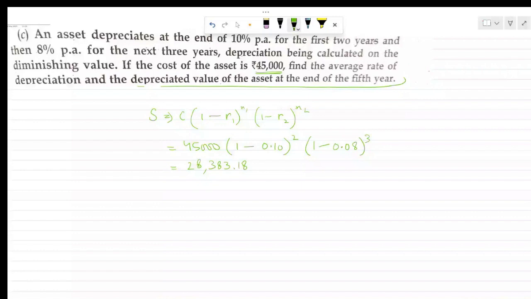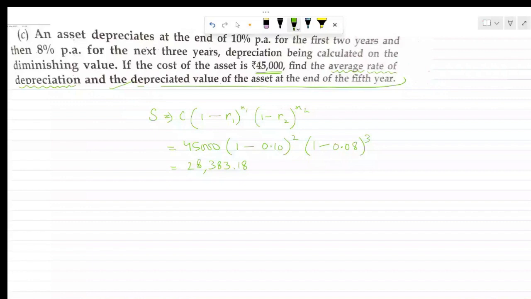Now another part of the question is asking, we need to find out the average rate of depreciation. Why is it asking average rate of depreciation here? Because first we were charging 10% for the first 2 years, and in the next 3 years we were charging 8% depreciation. So now it is asking what can be the average rate of depreciation. So how do you find the average rate of depreciation?